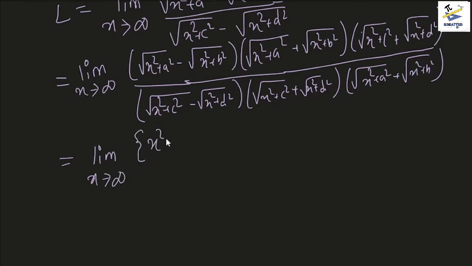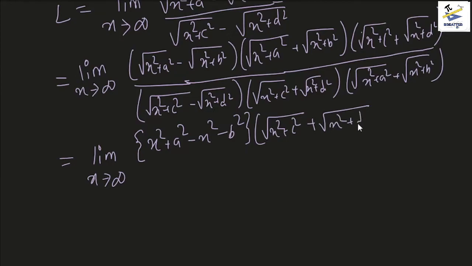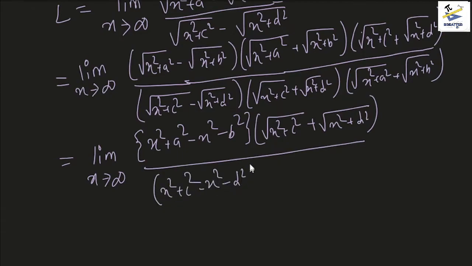It becomes x square plus a square minus x square minus b square into root over x square plus c square plus root over x square plus d square. Similarly, in the denominator, it becomes x square plus c square minus x square minus d square into root over of x square plus a square plus root over of x square plus d square.